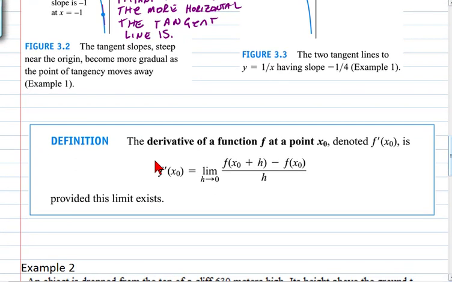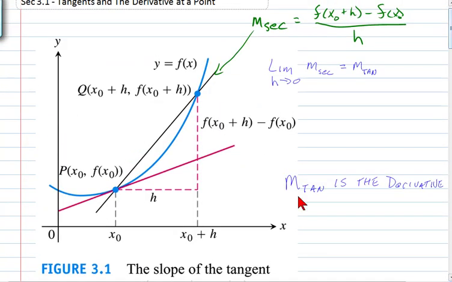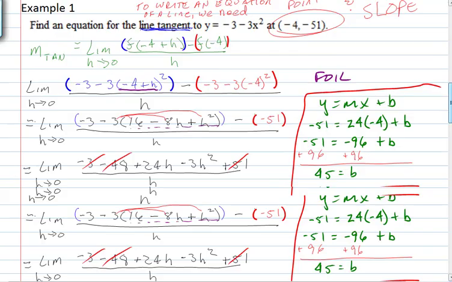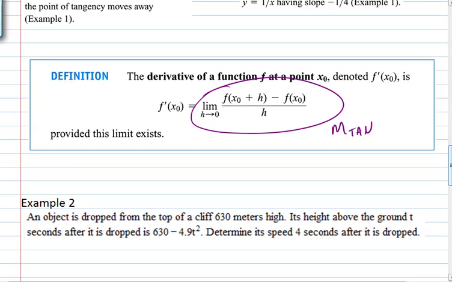Okay, the derivative. Okay, we finally get to it. The derivative of a function at a point is the value of, isn't this limit what we just used to find the slope of the tangent line? This right here is what we just used to find the slope of the tangent line. That's why up here, I told you the slope of the tangent line is the derivative. I gave it away because I knew eventually we would get here.